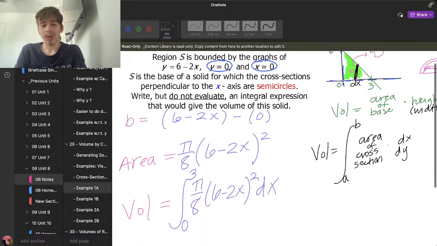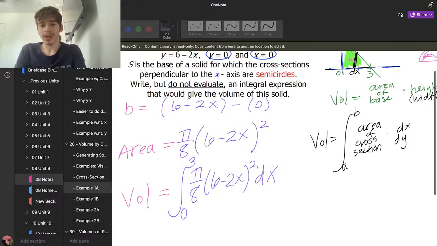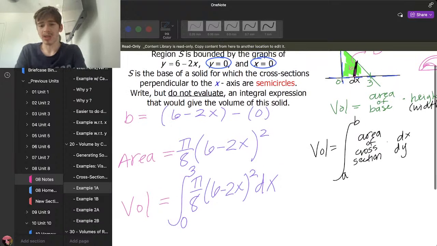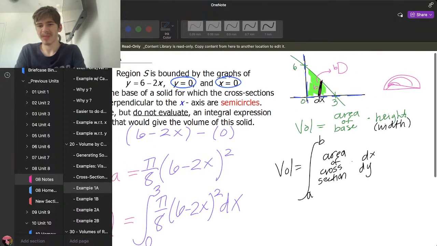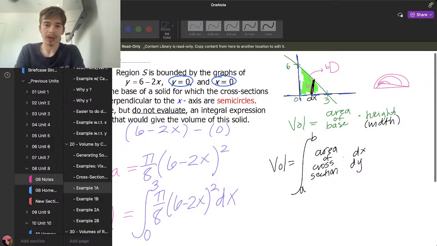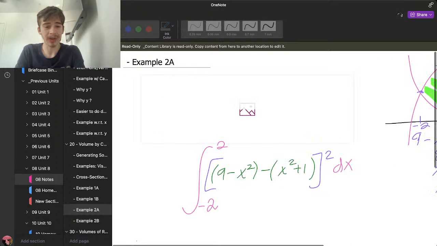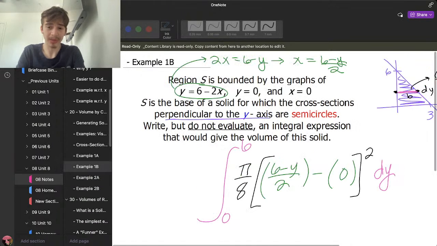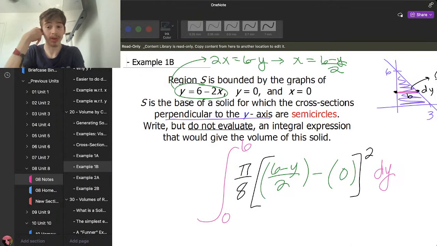Okay. Volume is integral from 0 to 3, pi over 8, parentheses 6 minus 2x squared dx. Area of cross-section, dx or dy, depending on which one, A to B. Same logic with different cross-sections. If it's perpendicular to the y-axis, make sure to rearrange the equation as needed.